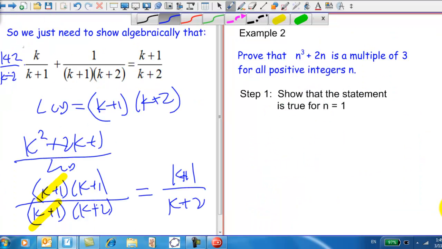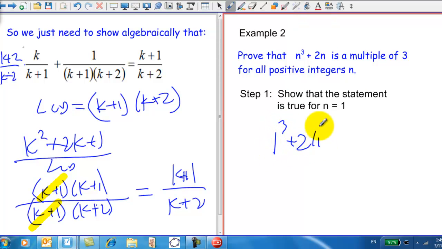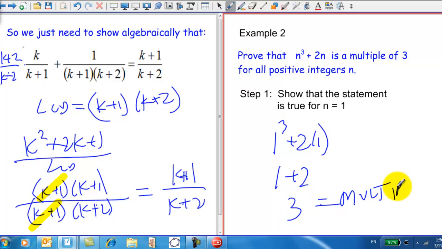Let's try another proof now. Prove that n cubed plus 2n is a multiple of 3 for all positive integers. Well, we're going to show the statement is true for n equals 1. We're going to do inductive proof again. So let's look at 1 cubed plus 2 times 1. That's equal to 1 plus 2. That's equal to 3. 3 equals a multiple of 3. So we took on that part.